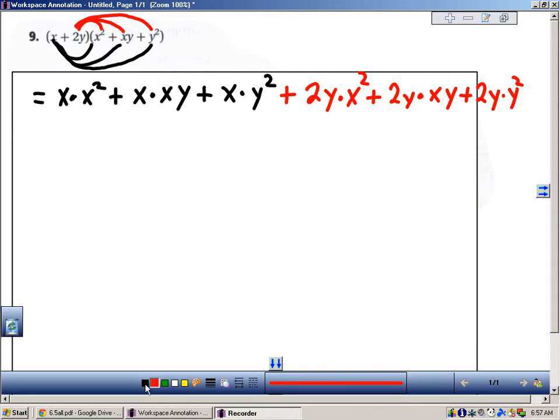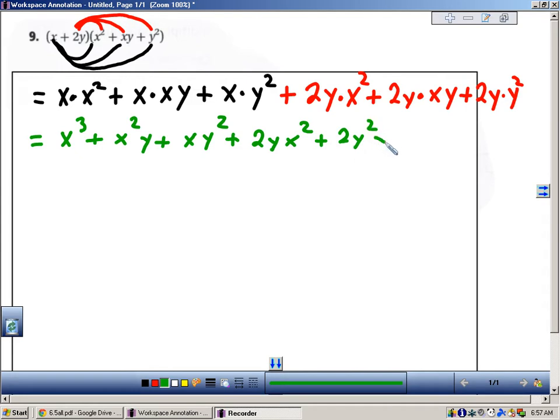And so x times x squared is x cubed, times x squared y. Cannot multiply these, different bases. xy squared, 2yx squared, y squared x, this becomes 2y to the third.